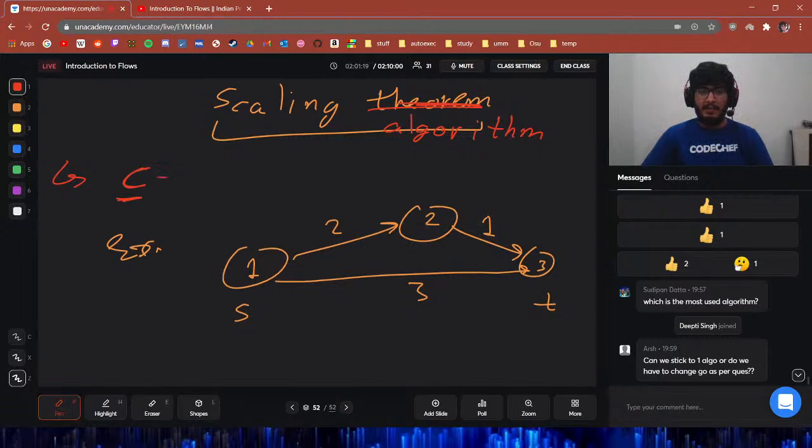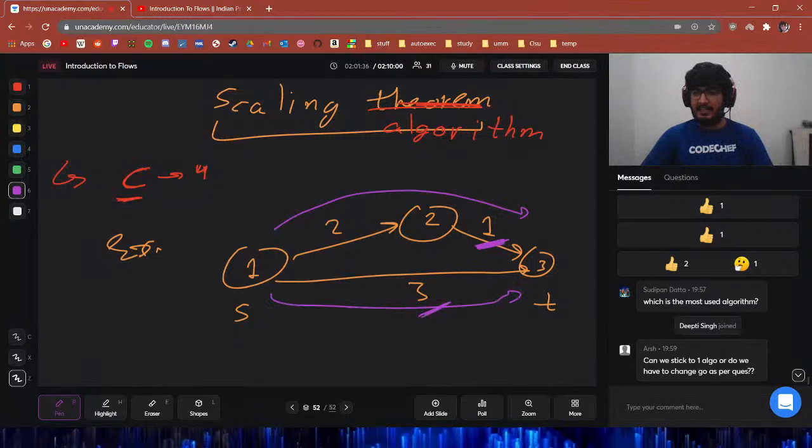So here I have selected c to be 4. I'm not going to select any path, because if you look, this path has a minimum weight of 1, and this path has a minimum weight of 3. So I'm not going to select any path in this particular round. I'm going to skip this round. I'm going to say, all right, the Ford-Fulkerson algorithm for this c is complete. Next I'm going to halve my c: c is equal to c by 2. So it's now equal to 2.